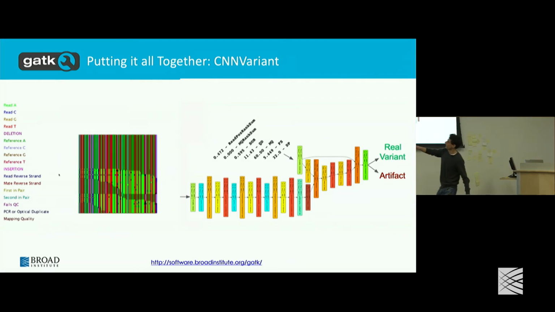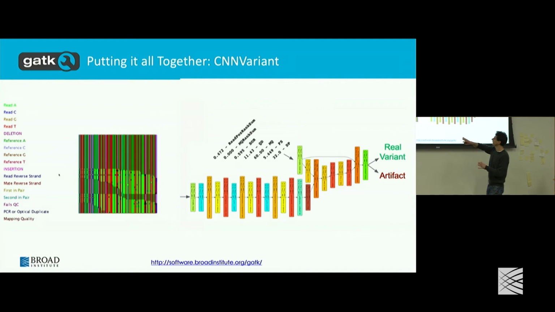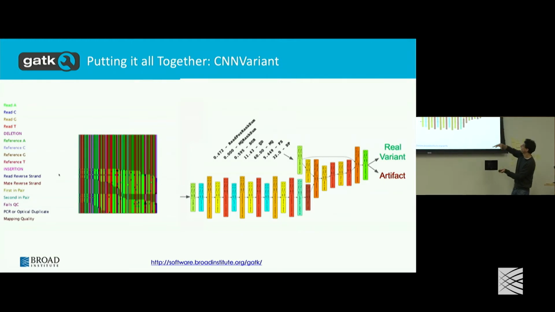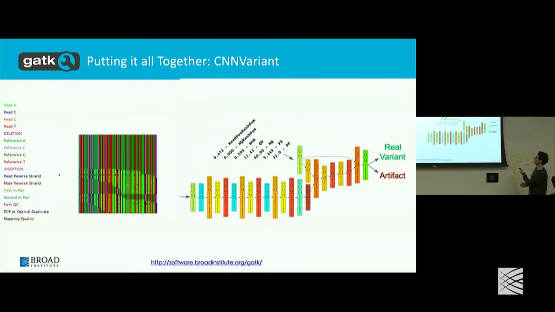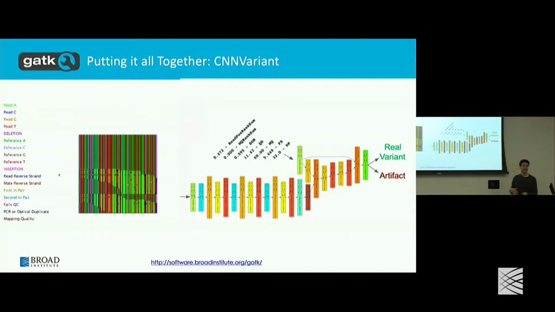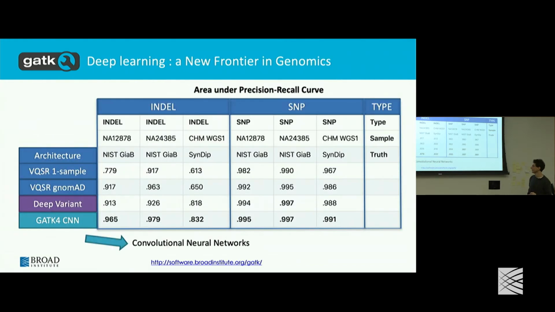Okay, so we put it all together into this model. We have, again, our read tensor with all the reads, all the sequence context going through these layers of convolution. We bring in our old friends, the annotations over here, and at the end, we say, is it a real variant or is it an artifact based on this validated truth data?